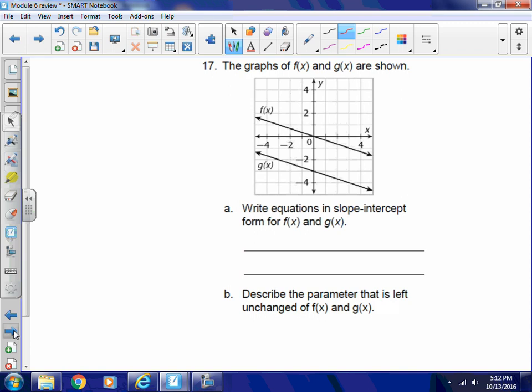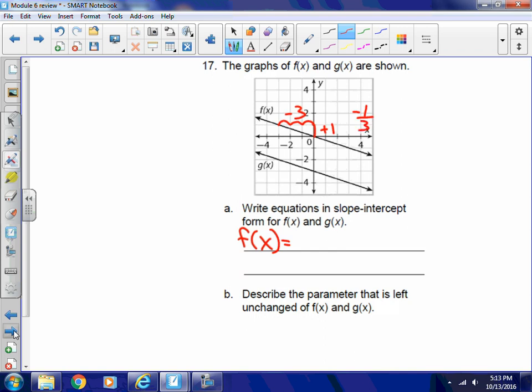Well, this one's also numbered 17. We've got the graphs of f of x and g of x shown. For part A, they want us to write the equations in slope-intercept form for both of them. So let's do f of x first. Well, let's see. What's our slope? Clearly it's negative. We're heading downhill. When we rise 1, we are running backwards 3. So our slope is a negative 1/3.